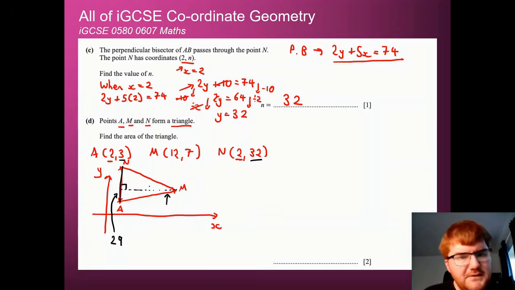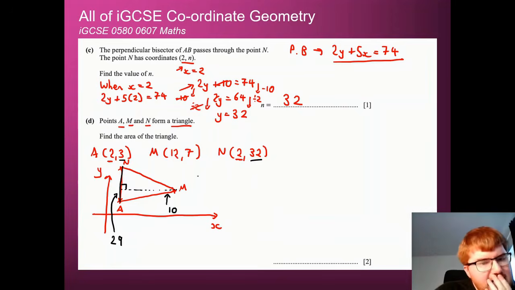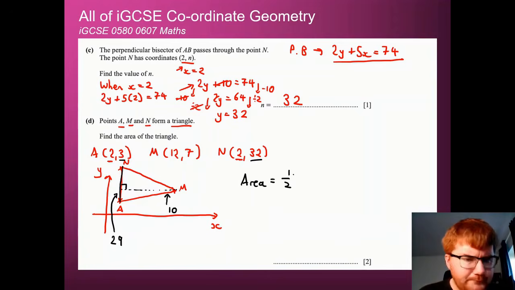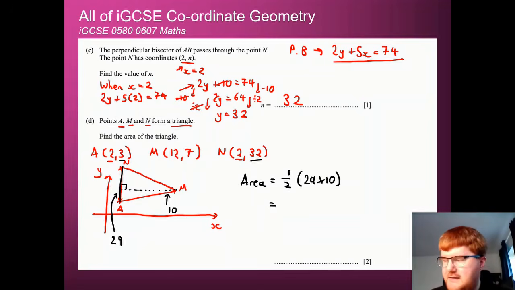This perpendicular height, well, it's going to go from 2 all the way to 12. So that's going to be 10. And that's all we need here. So in order to work out the area of the triangle, we're going to do a half of 29 times 10. Again, we can do that on the calculator if you wish.